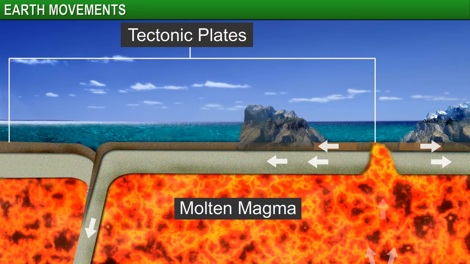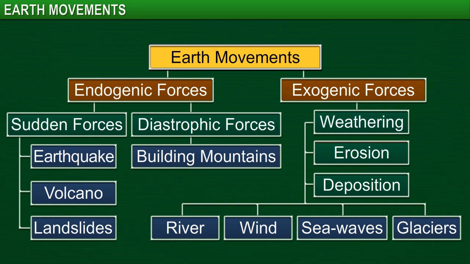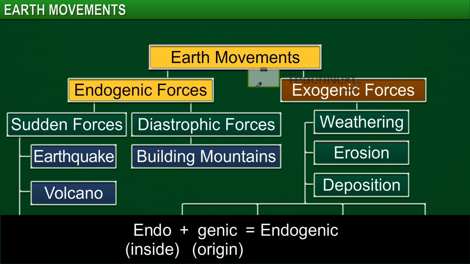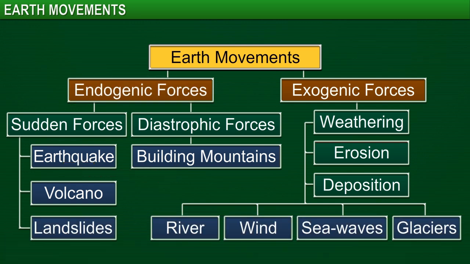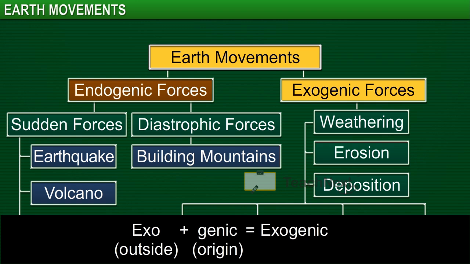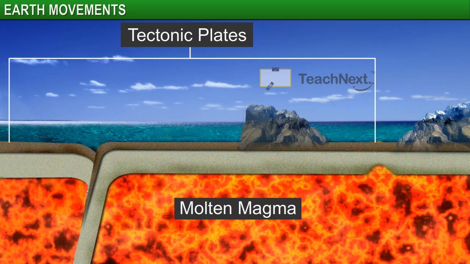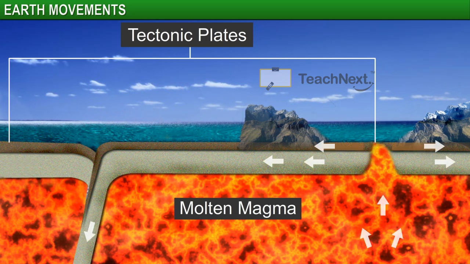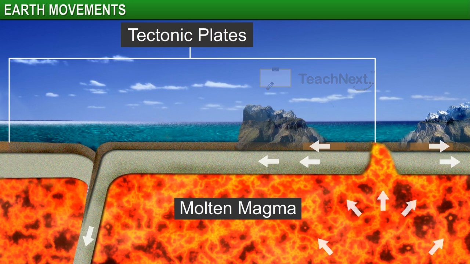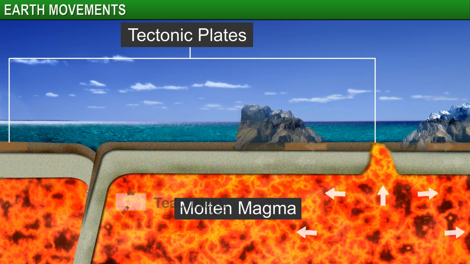The Earth's movements can be categorized into two types, based on the forces that initiate these movements. Some movements are caused by forces acting in the interior of the Earth. These forces are called endogenic forces, and the movements thus caused are called endogenic movements. On the other hand, forces that work on the surface of the Earth are called exogenic forces. The movements that result from these forces are called exogenic movements. The Earth's outermost layer, or the continents, are moving under the influence of endogenic forces generated within the Earth due to the tremendous heat in the mantle.